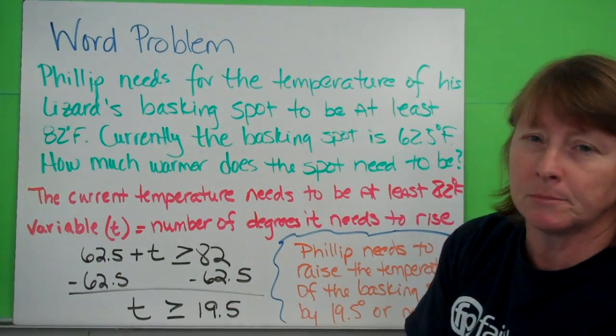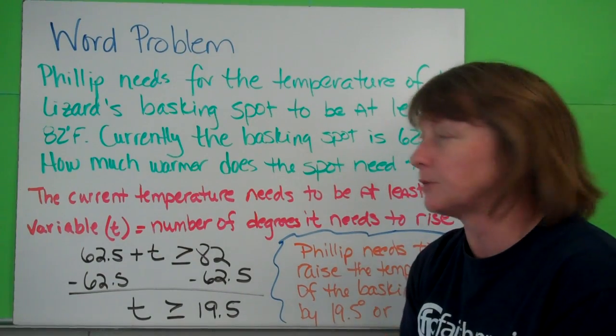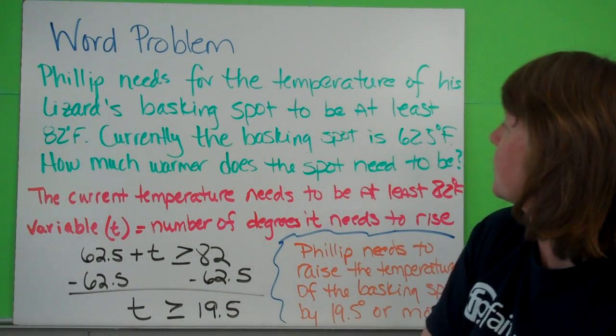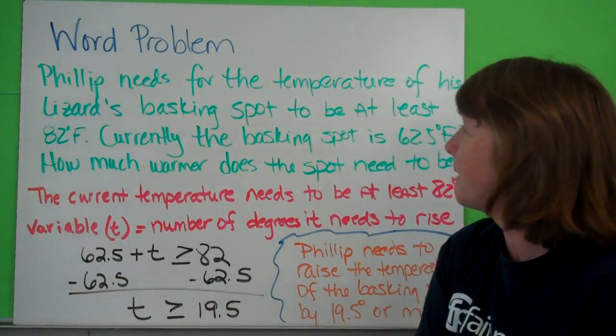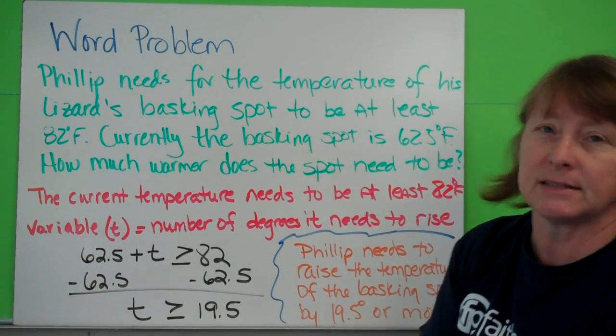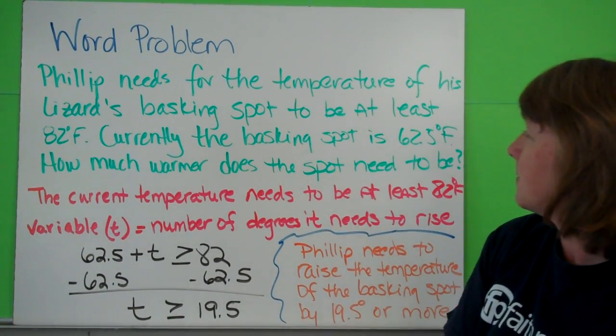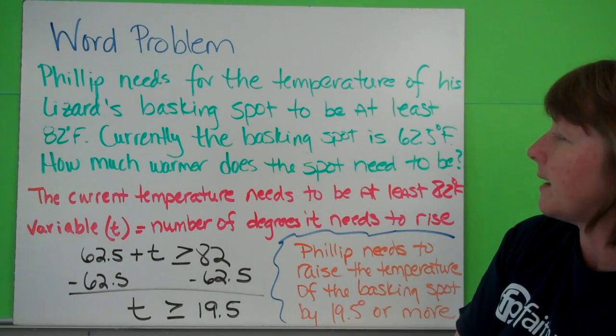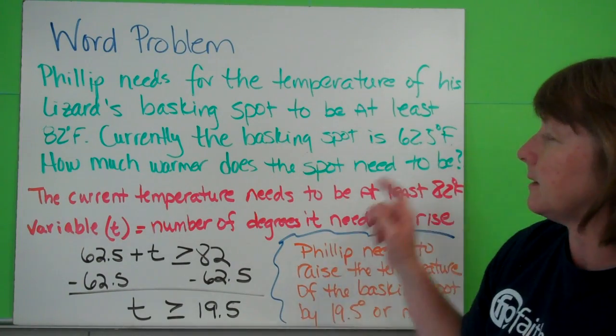A word problem. You've asked for more word problems, so here's your great word problem. Philip needs for the temperature of his lizard's basking spot to be at least 82 degrees. Currently the basking spot is 62.5 degrees. How much warmer does the spot need to be?